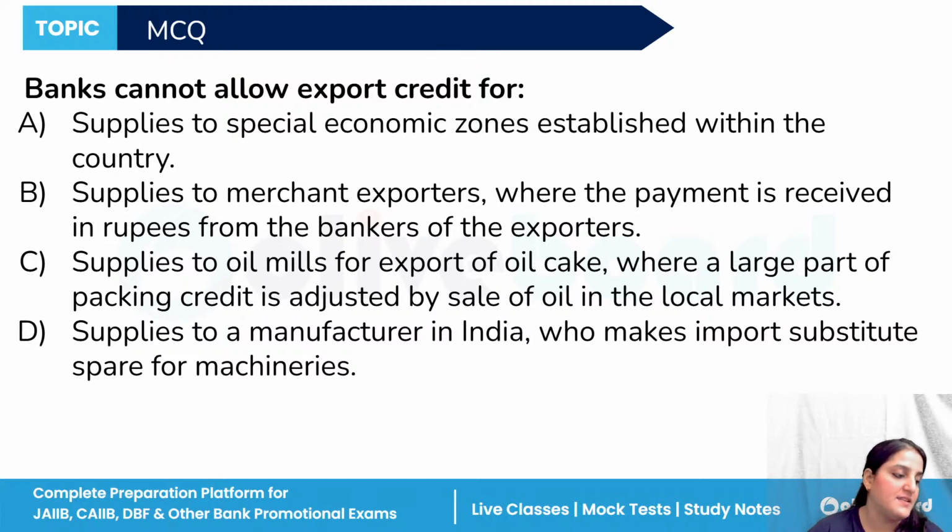So here basically banks cannot allow export credit for supplies to a manufacturer in India who makes import substitute spares for machineries. Here the correct answer is D. Correct answer is D here.